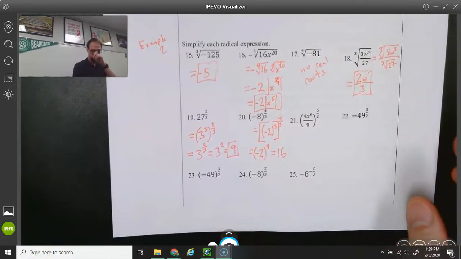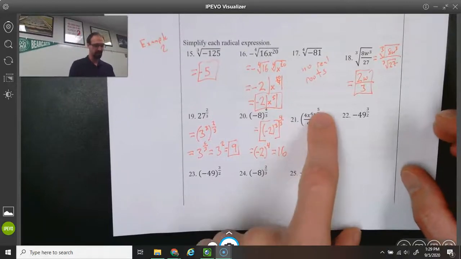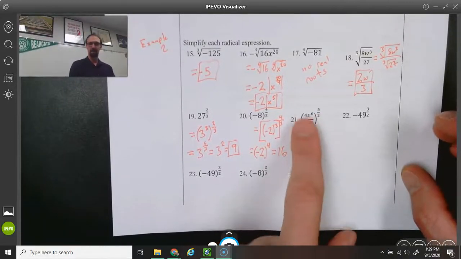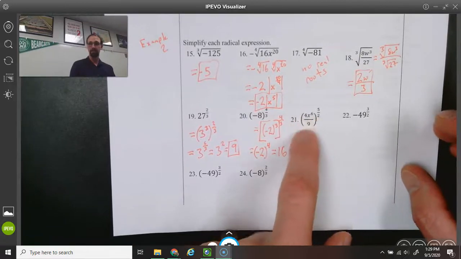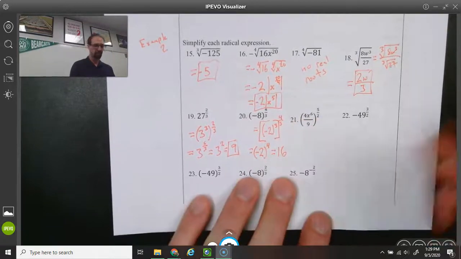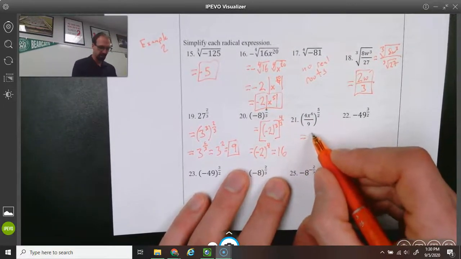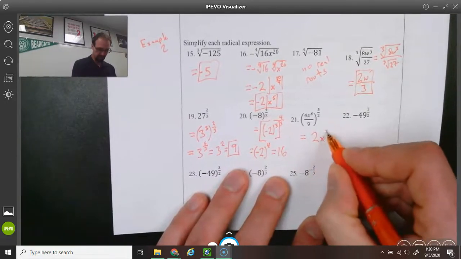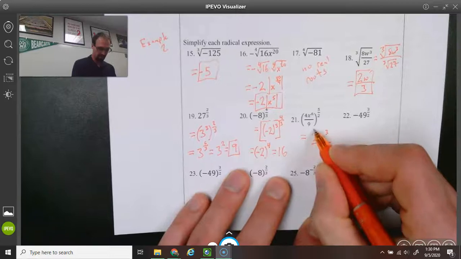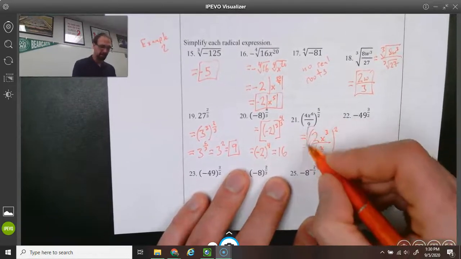Over the next one, 21, getting a little bit dicey. Now we have 4 times x to the 6th divided by 9, all raised to the 5/2 power. Again, I can see that the denominator here is even, too, and then each of these could be squared. So what I'm going to do is, in each of these, I could take 2 squared, x to the 3rd squared, and then 3 squared. So all of these are squared, and then that's all raised to the 5/2 power.